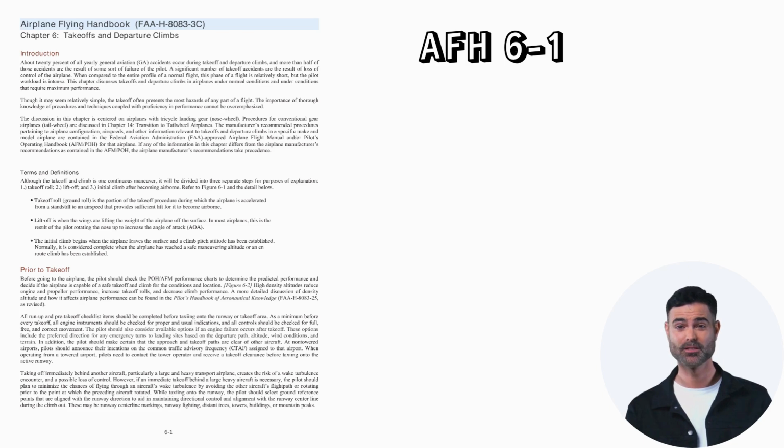Terms and definitions. Although the takeoff and climb is one continuous maneuver, it will be divided into 3 separate steps for purposes of explanation. 1. Takeoff roll, 2. Liftoff, and 3. Initial climb after becoming airborne. Refer to Figure 6.1 and the detail below.